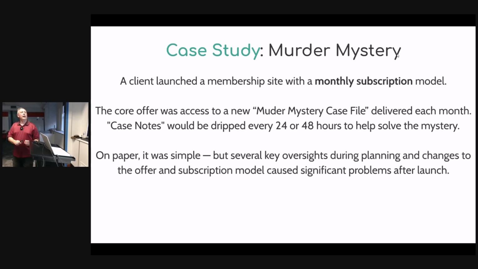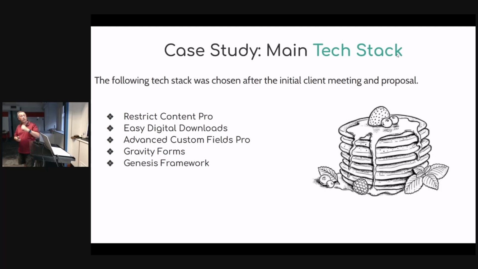However, during planning or during implementation, things changed very quickly. And with the subscription model that we'd chosen, there were problems. So let's go through some of that. Here's the main tech stack, and after we chatted, this is what I was going to implement. It was going to be Restrict Content Pro because that was my membership plugin. I could do anything in that. We're going to use Easy Digital Downloads for the payment side because that was also Pippin's plugin. So these two things work really well together.